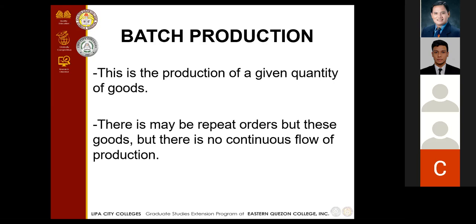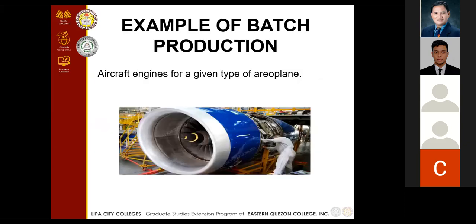Batch production. So, yung batch production naman, this is the production of a given quantity of goods. So there's maybe a repeat orders, but there is no continuous flow of production. Batch production resembles job production in that these are specialist goods made to fit customers' requirement, but in that the cost of production can be spread over a number of units, so allowing firms more scope to invest in new machinery. So ang example ng batch production is yung mga makina para sa airplane. So consider siya as example of batch production.